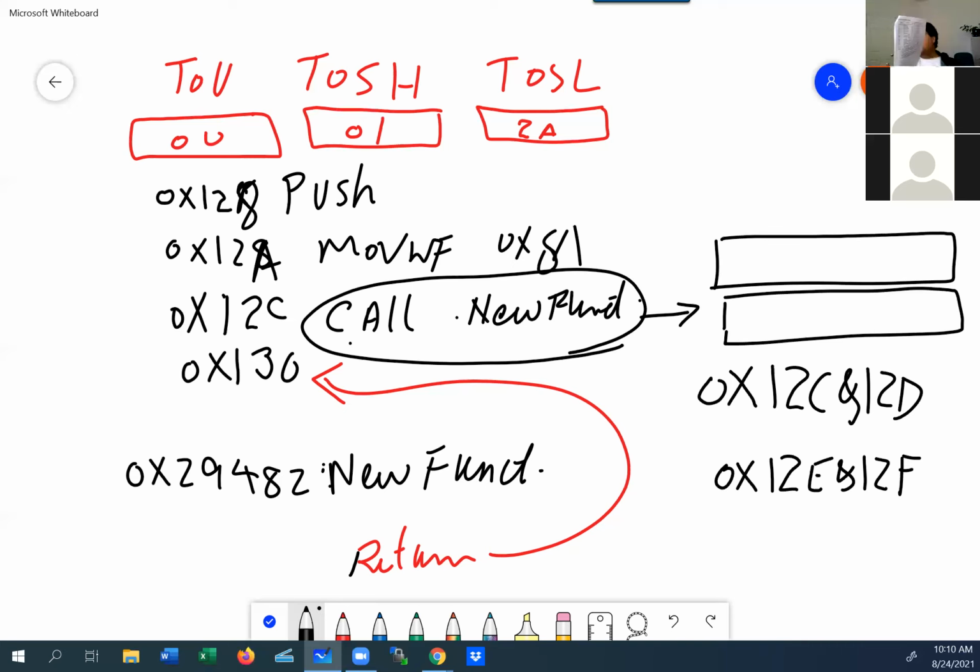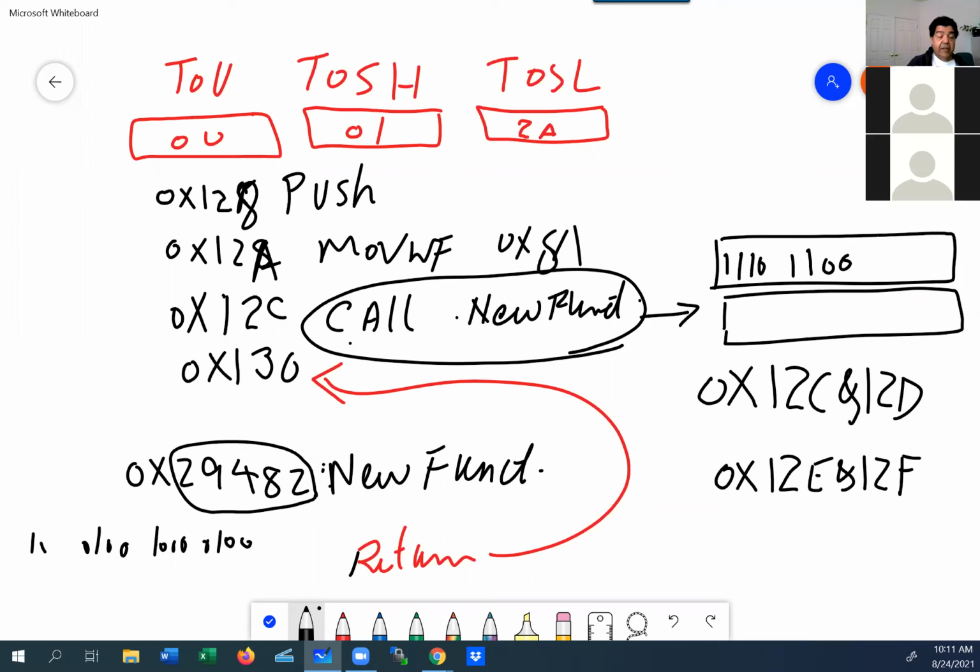So what do you do? You go to your trusty summary sheet, and you say, okay, what is a call? A call is 1110, and then 1100, and then what I have to do is figure out the K. The K is, this is the PC the program is going to jump to, so if I break it up, it's going to be 0, 0, 1, 0, 1, 0, 0, 0, 0, 0, 1, 0, 1, 0, 0, 1, and 0, 1, 0. Okay, we know this is a PC.